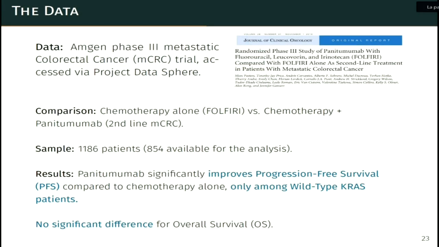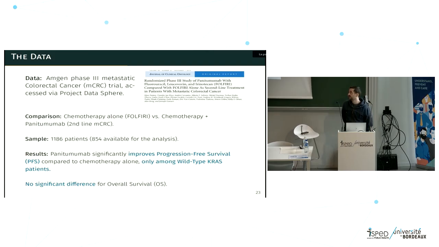Okay, let's discuss the application. Metastatic colorectal cancer, a phase 3 clinical trial. The reason why I have access to this data is because it's made publicly available for research through the Project Datasphere platform. The idea is they want to compare chemotherapy with chemotherapy plus panitumumab. Panitumumab is an anti-EGFR monoclonal antibody, and this is for second-line treatment. So we have 1,186 patients, but only 80% available, 854. The reason is anonymization. They just share 80% of the sample, which is fine.